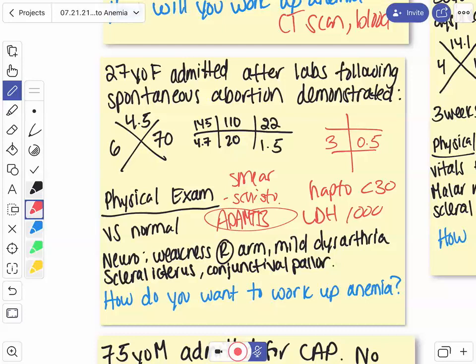Yeah, so if you're really worried about TTP, the thing that you have to do is alert your consultants because it can be a very morbid illness. So calling Hem-Onc, getting this patient to the unit to get plex or pheresis is the right answer to do.